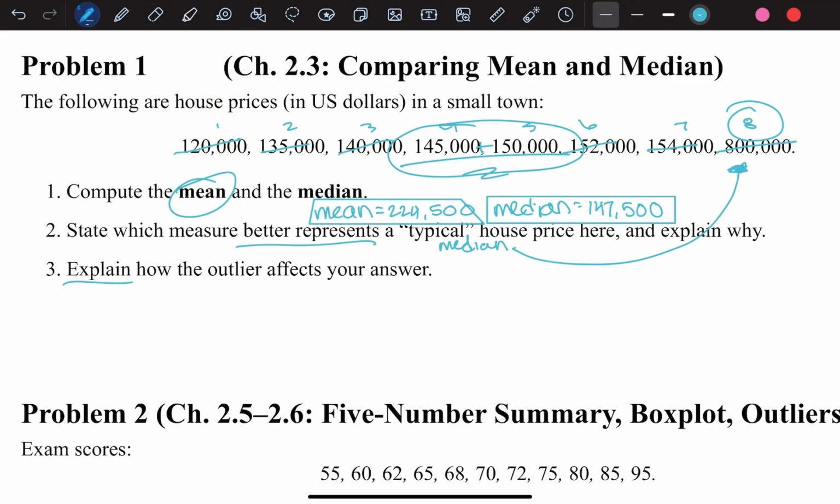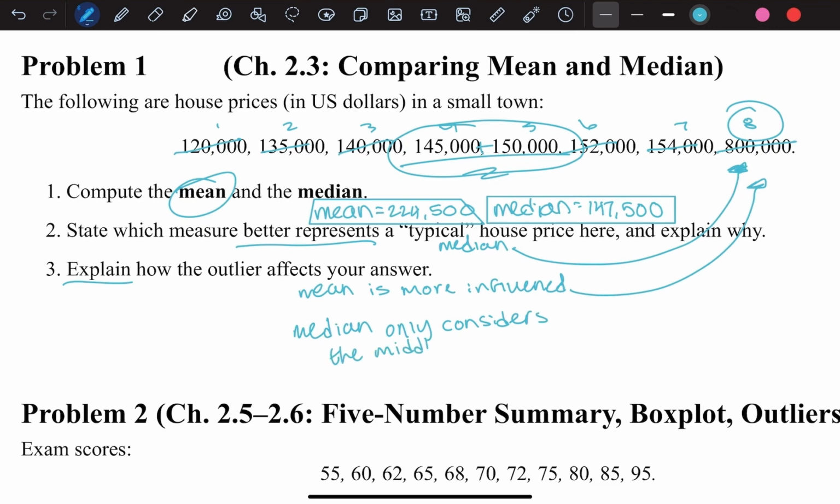The outlier affects my answer because the mean is more influenced by this outlier, whereas the median only considers the middle values, which make the median the better representative of our numbers.